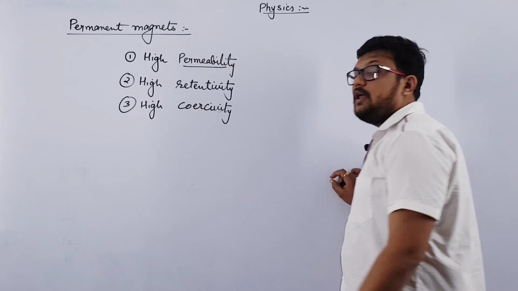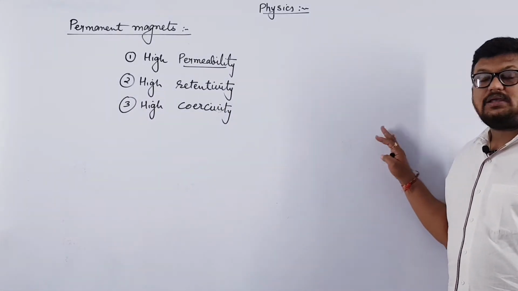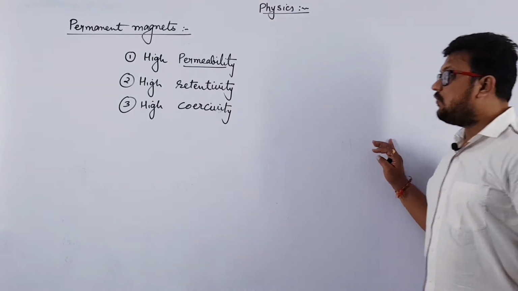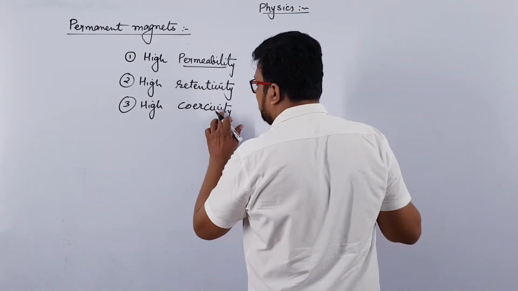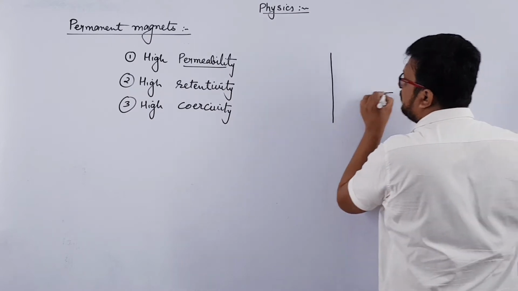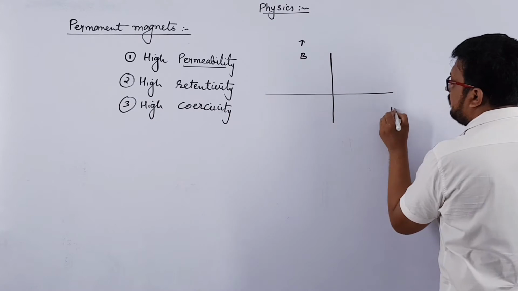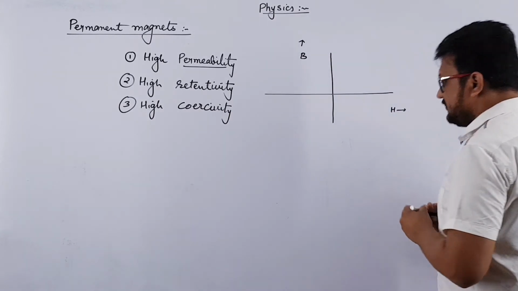So the material should have high permeability, it should have high retentivity and high coercivity. Now what is retentivity and coercivity? If you draw a graph of B versus H, which we have already discussed, let us say here we have magnetic field B and here we have H. H is I into N and all that.